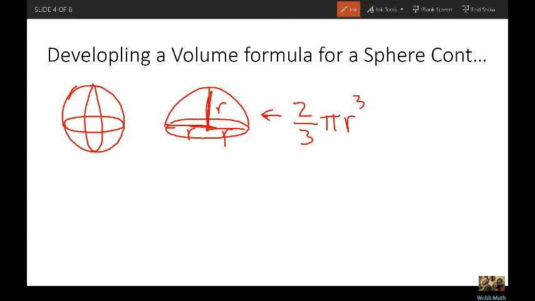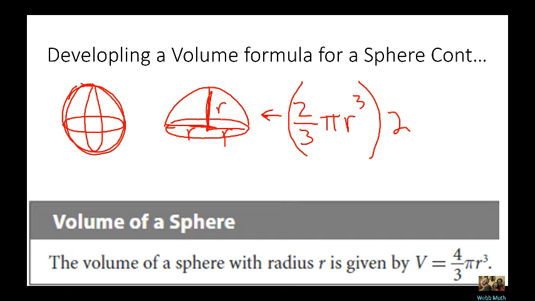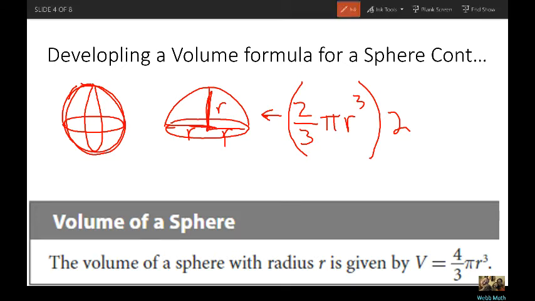So if you were to get a full sphere going on here, you would have to multiply this whole thing by 2. So 2 times 2 is 4, and that's over 3, pi r cubed, which is basically the formula for a sphere: 4/3 pi r cubed. So again, this right here is the thing to know.